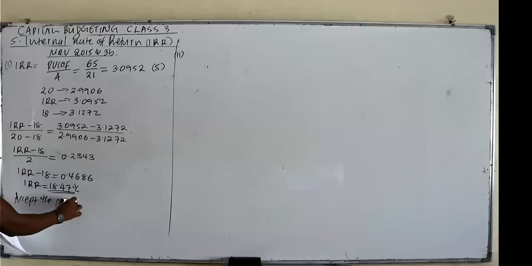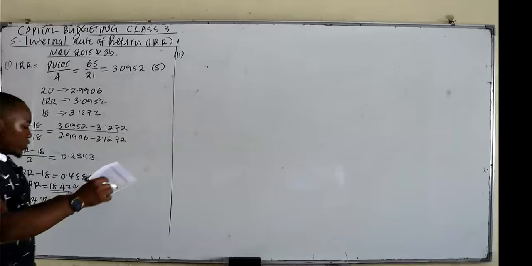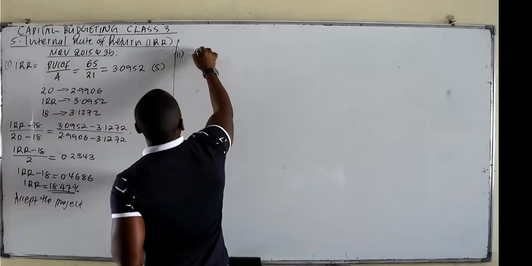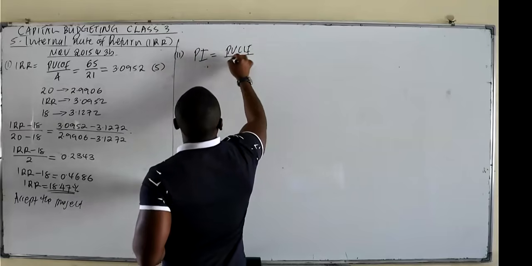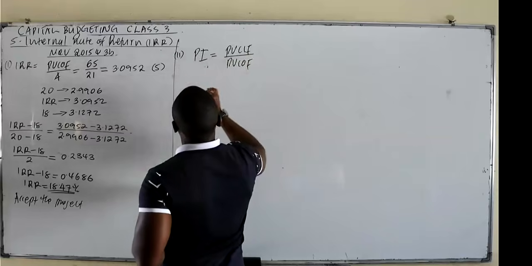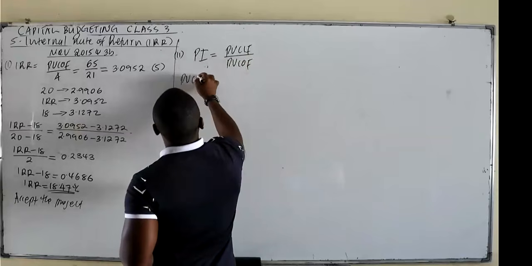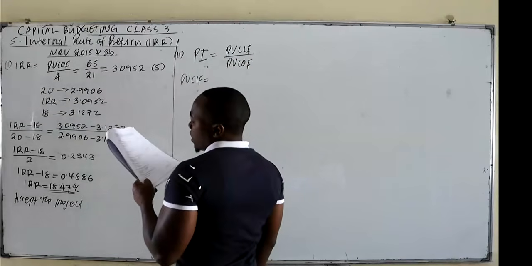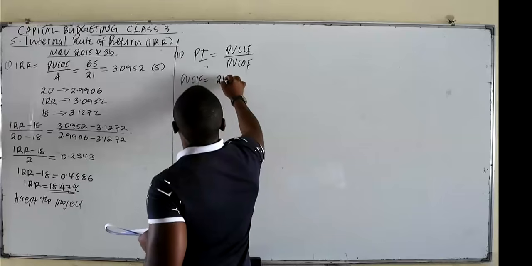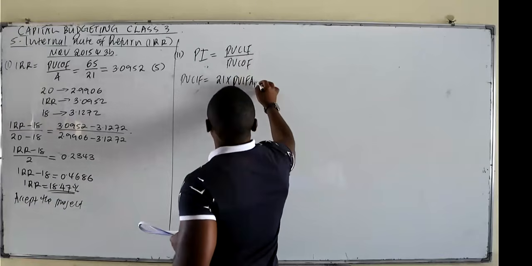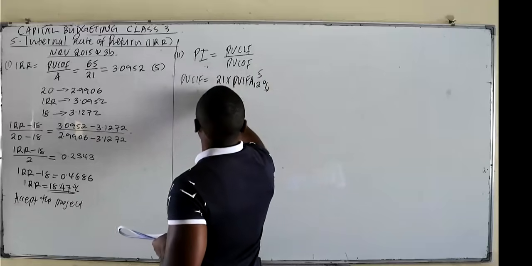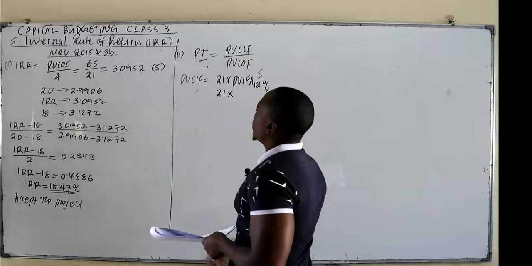So now let's do part 2. Part 2, we have to assess using the profitability index. So profitability index is the present value of cash inflow, you divide by the present value of cash outflow. So how do we get the present value of cash inflow? We have the annual cash flows, which is 21 million times present value interest factor of an annuity. The cost of capital is 12%. The project is for 5 years. So 21 times 12% for 5 years.